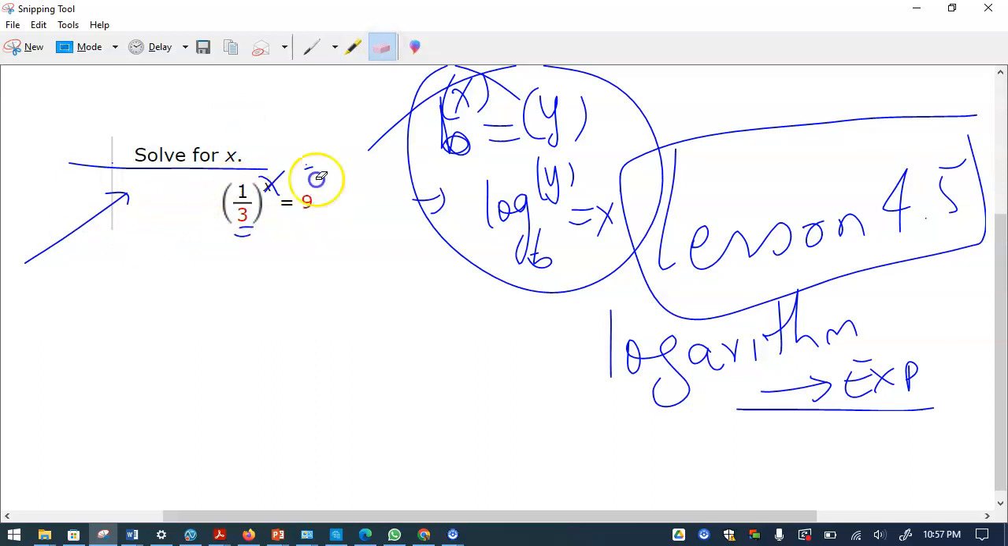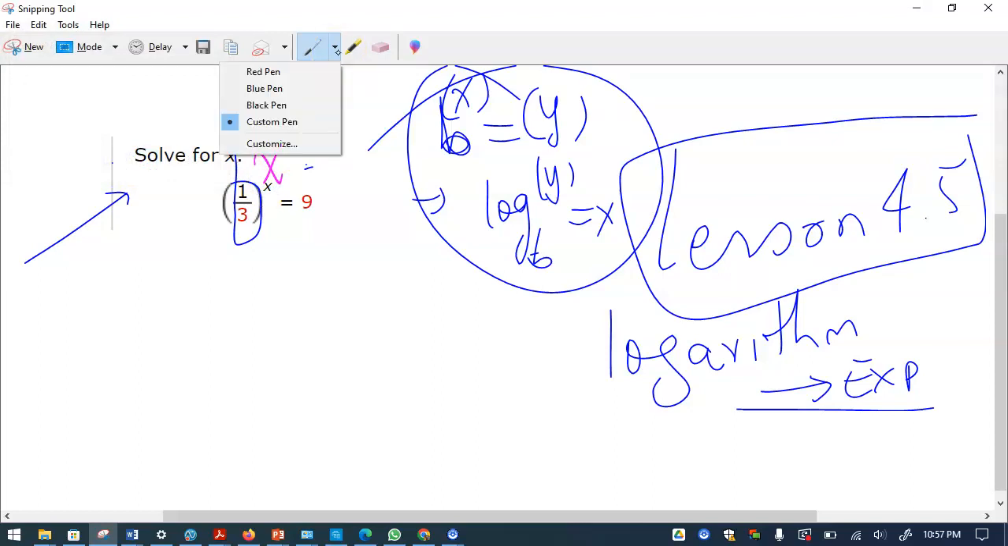So let me clean this up. B is this. Let me put something. So this is your x. And the red is the 9.